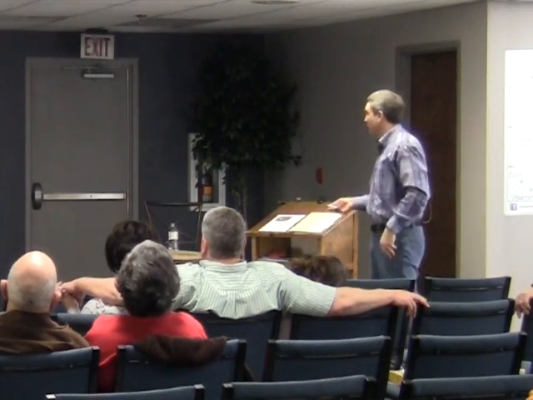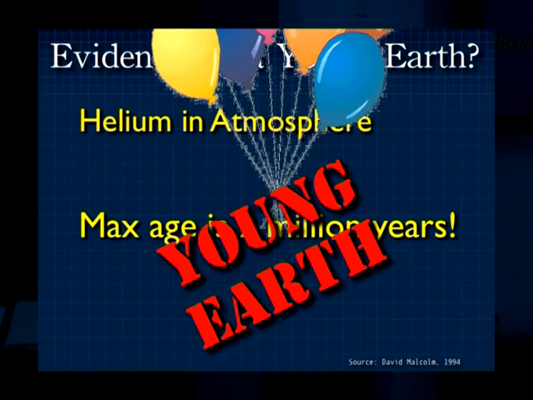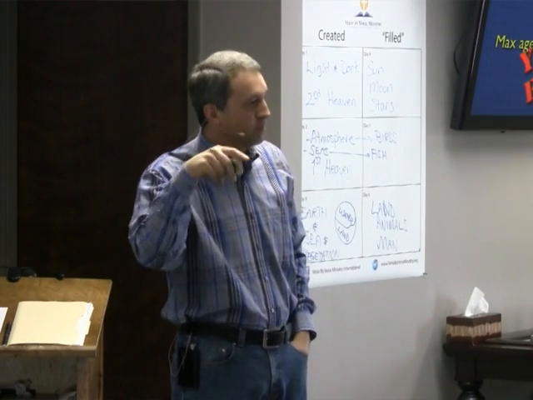Right? To where it started at 0 and started forming in the atmosphere. If you calculate backward, the max age of the Earth is 2 million years old. That at the current rate of production, it took 2 million years to get as much helium as we have right now in the Earth.